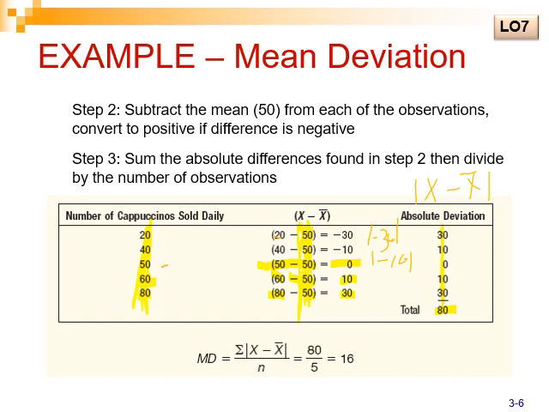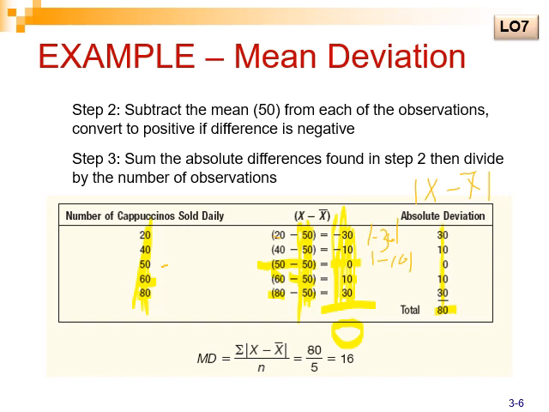Now, let's note that if we add them before taking the absolute value, the total will equal 0: negative 30, negative 10, positive 10, positive 30, and 0. So the summation will equal 0. So you should first take the absolute value to get rid of the negative signs and then add them up to get 80.